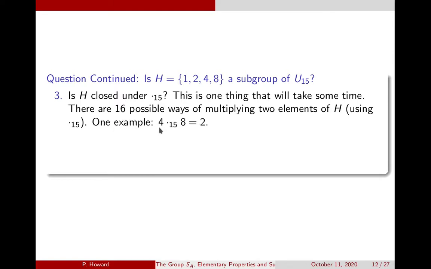So one example, if we multiply 4 and 8, which are both elements of capital H, using times sub 15, we get a 2. Right? Remember, this is 4 times 8 mod 15, and the remainder when you divide 32 by 15 is 2. And 2 is in H. So there is one of the 16 checks that we have to do. So I'm not going through them all. I will leave the remaining 15 to you. Some are easier than others.